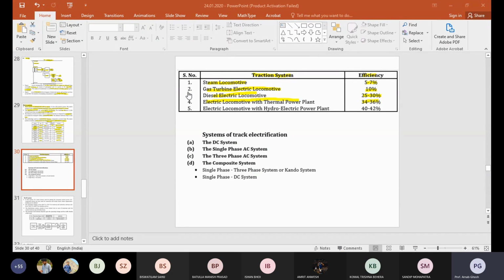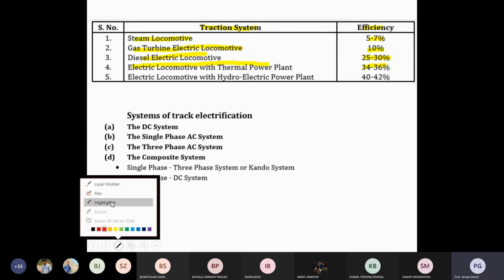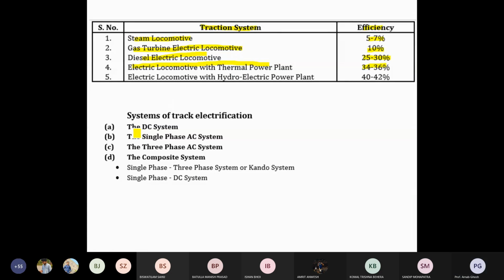Based on the prime mover operations, we can find out some of the efficiency levels. We can observe that the electric locomotive has more efficiency, that is 40 to 42%. But right now, if we use some different sophisticated control ideas, different induction motor based traction drives, that efficiency may be nearer. Here the efficiency is less than 50%.